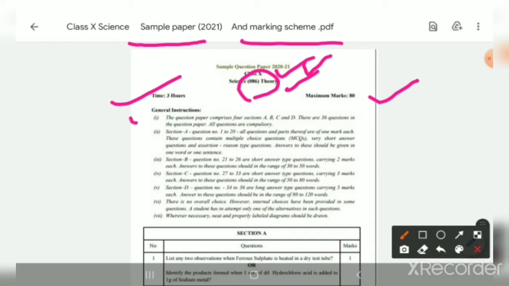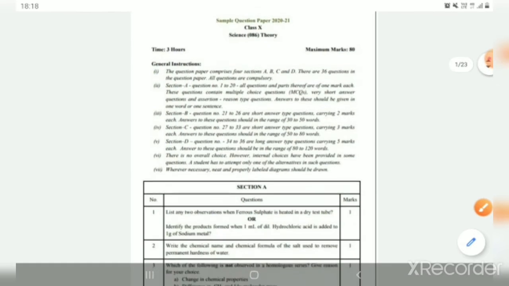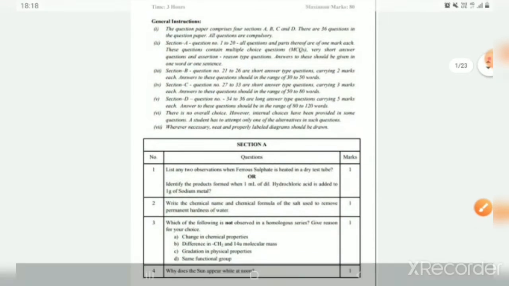Now here the general instructions are given. The whole question paper is divided into 4 sections, that is A, B, C and D. See here the instructions for section A, section B, C and D are given. So you read all the instructions very carefully 2 to 3 times.